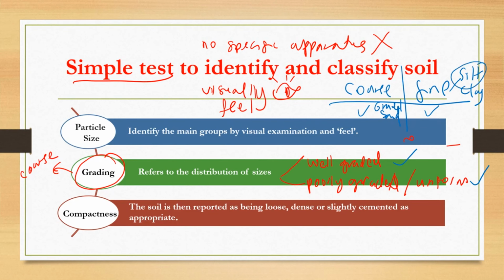You cannot see the grains, but when you feel it, you can feel a slight gritty feel. But if you touch it and you cannot feel anything, it is very greasy, it means that it is clay. And the last one is based on the compactness. Compactness of field strength may be estimated using a hand spade or pick, or driving in a small wooden peg. The soil is then reported as being either loose, dense, slightly cemented, or anything appropriate.